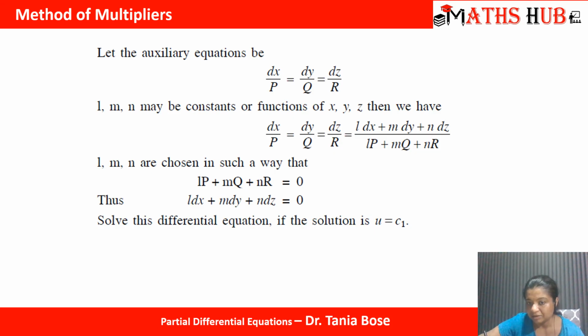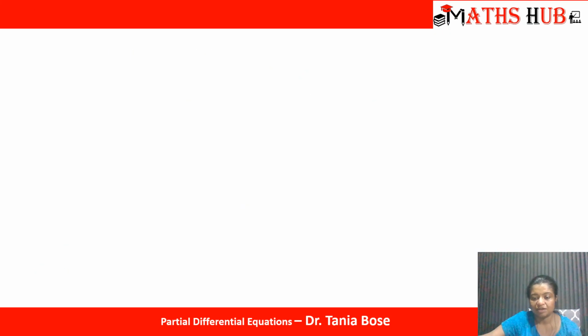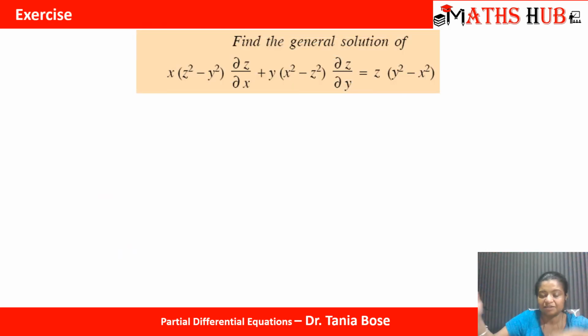So if the denominator becomes 0, I can put it equal to some constant. And when I put it equal to some constant, I will get the simple equation as L dx plus M dy plus N dz is equal to 0, right? So let us try to use this concept in this exercise.